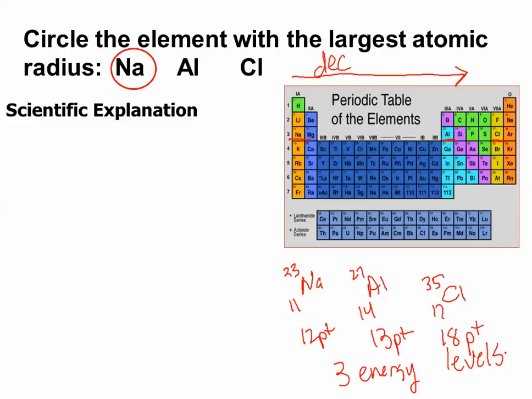So if they all have 3 energy levels, which one of these is going to have the greatest force of attraction? Well, it's going to be chlorine because it has more protons. And the more protons you have, the greater the force of attraction between the nucleus and the outermost electrons. So, here's going to be our scientific explanation.